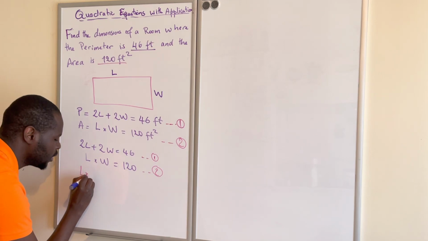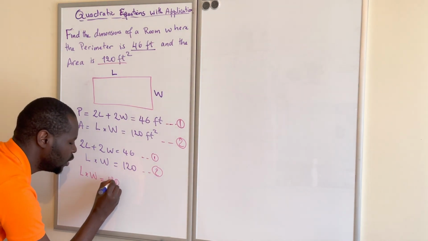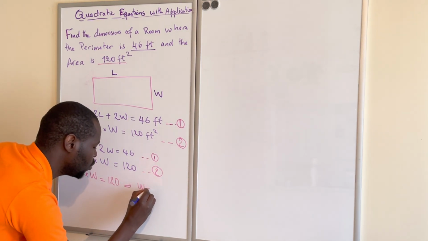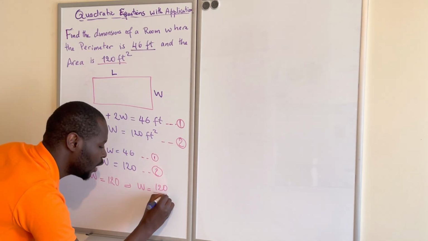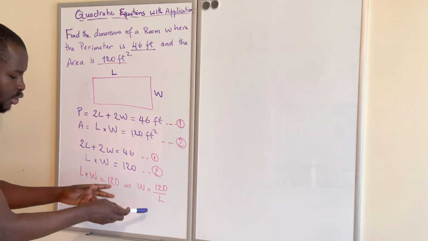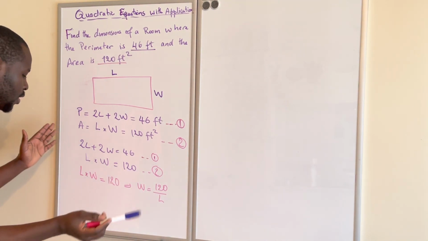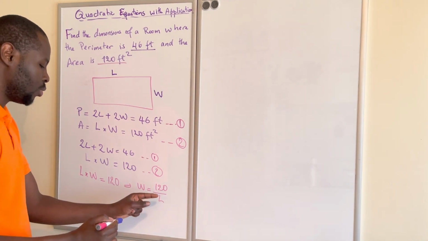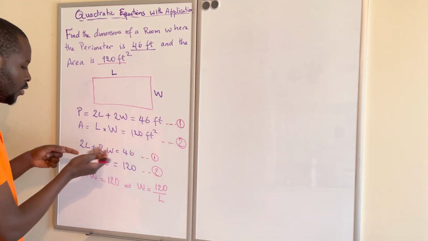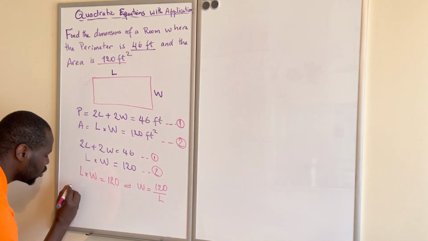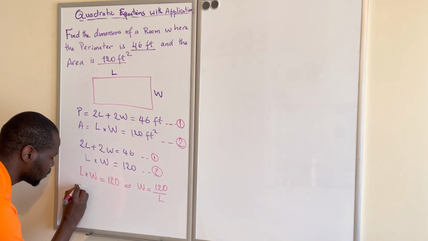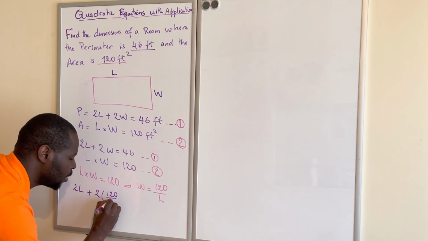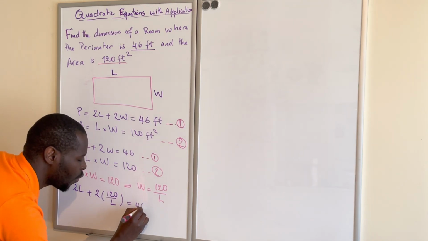So I know that L times W equals 120. So this means that W equals 120 over L. Again, like I just said, you can solve L in terms of W or W in terms of L. It really doesn't matter. Now that we have the value of W in terms of L, we'll go ahead and substitute this value into the first equation. So let's do that. That means 2L plus 2W, what is W in terms of L? It's 120 divided by L, equals 46.